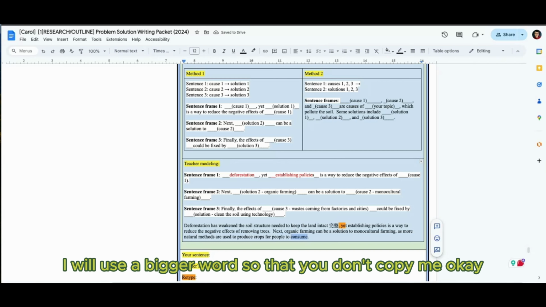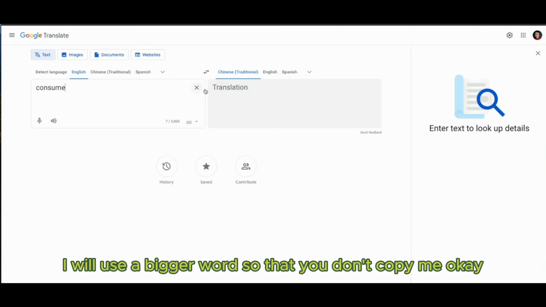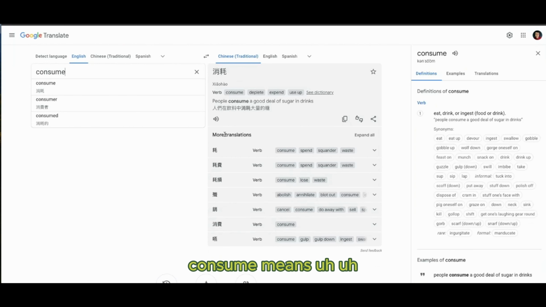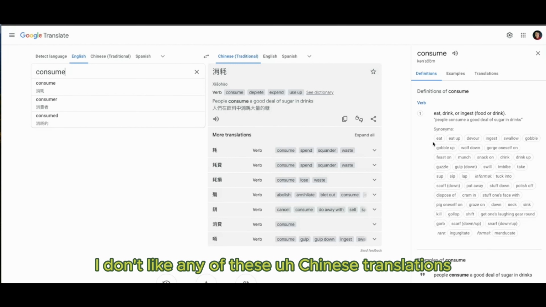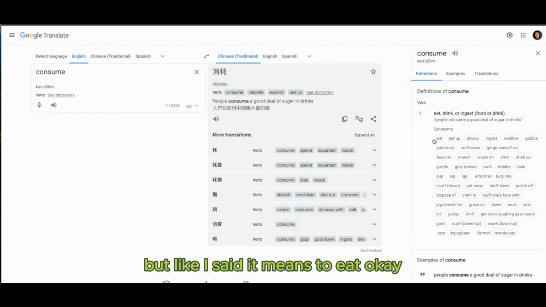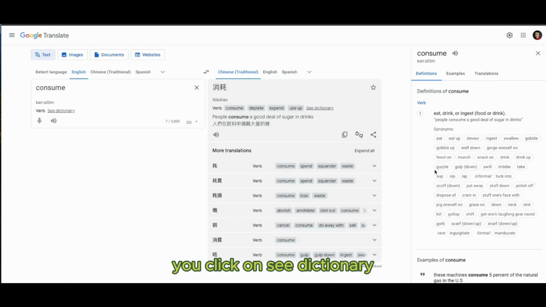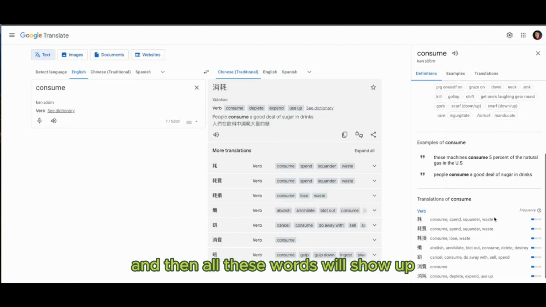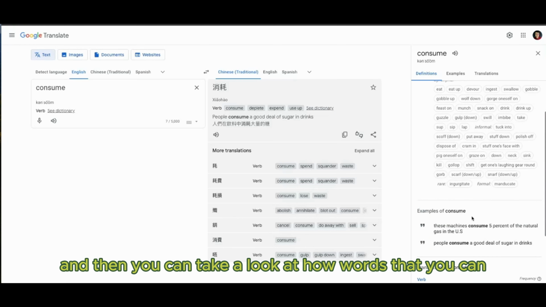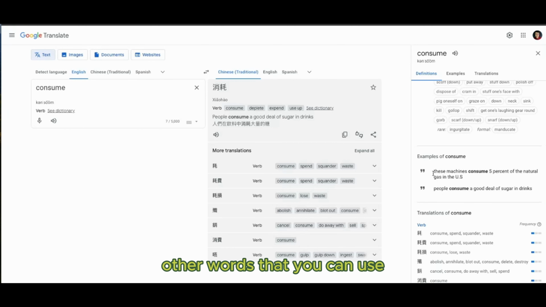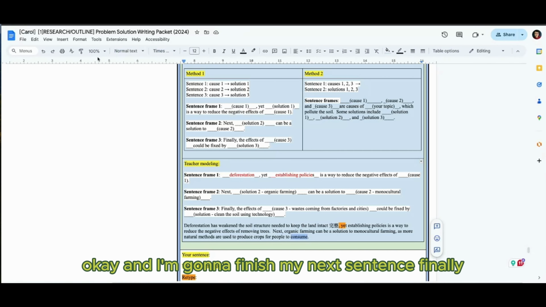I will use a bigger word so that you don't copy me. Okay, consume means... I don't like any of these Chinese translations, but like I said, it means to eat. Okay, how did I open this? Remember, you can click on See Dictionary, and then all these words will show up, and then you can take a look at other words that you can use. Okay, and I'm going to finish my next sentence.